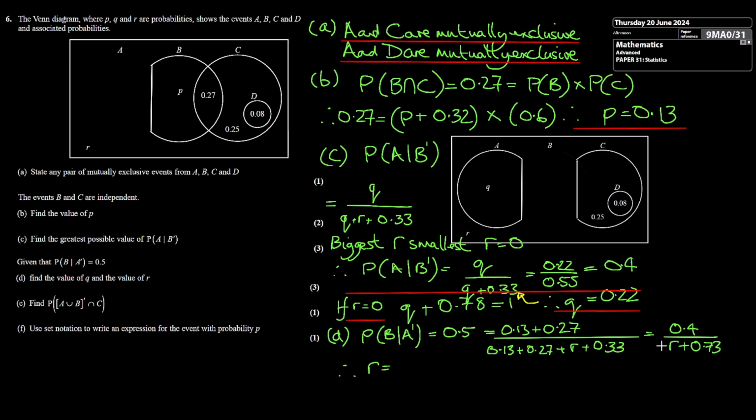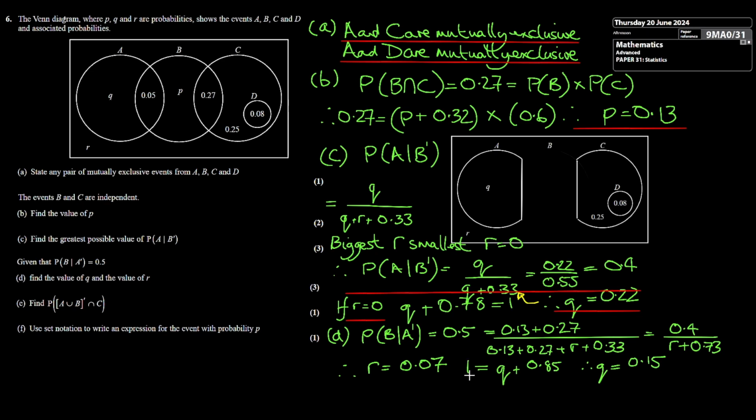If you cross-multiply and rearrange, you'll get that R is equal to 0.07. If you add everything up, you'll get that 1 is equal to Q plus 0.85, which gives a value of Q as 0.15. And those will be the answers to part D.